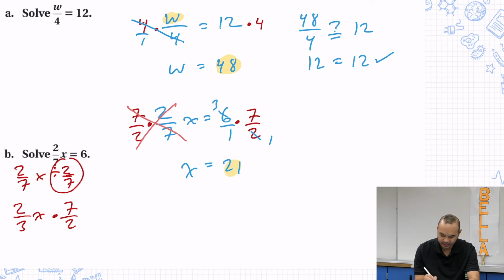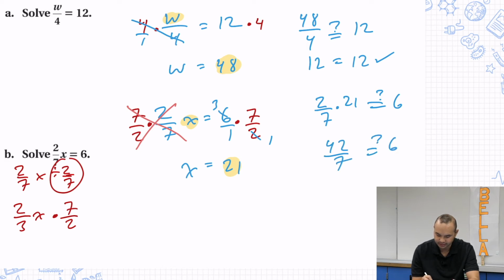So again, I'm going to take this 21 and plug it into this x to check my answer. So it was 2/7 times 21. Does that equal 6? Okay, so if I do this, I get 42 over 7. Does that equal 6? 6 equals 6, so I did my problem correctly.